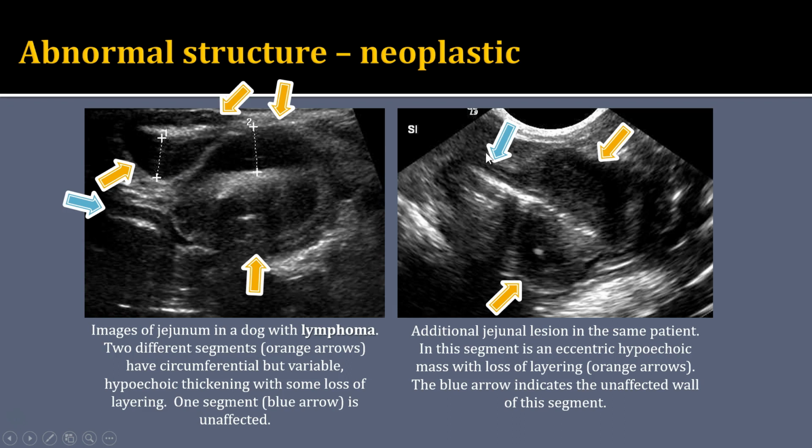When I look at this segment on the right, part of this small intestinal segment actually has normal wall. Here's our lumen, and then part of it has this eccentric hypoechoic transmural infiltrate. So again, a patient with lymphoma.